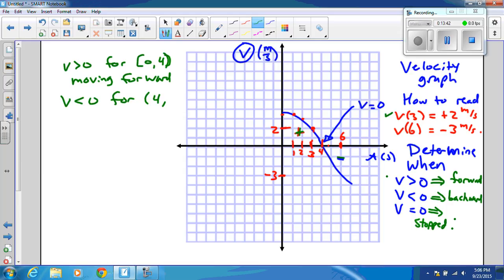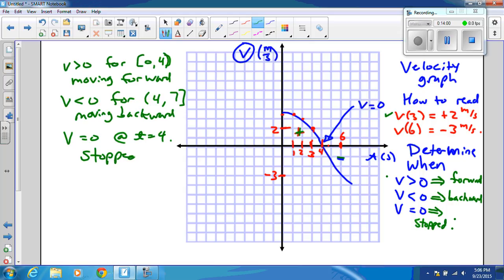And we could say that the velocity is less than 0 for times between 4 and looks like 7 is where the graph stops. And that means that the object is moving backward. And then finally, the velocity equals 0 at t equals 4 seconds. And that is when the object is stopped.